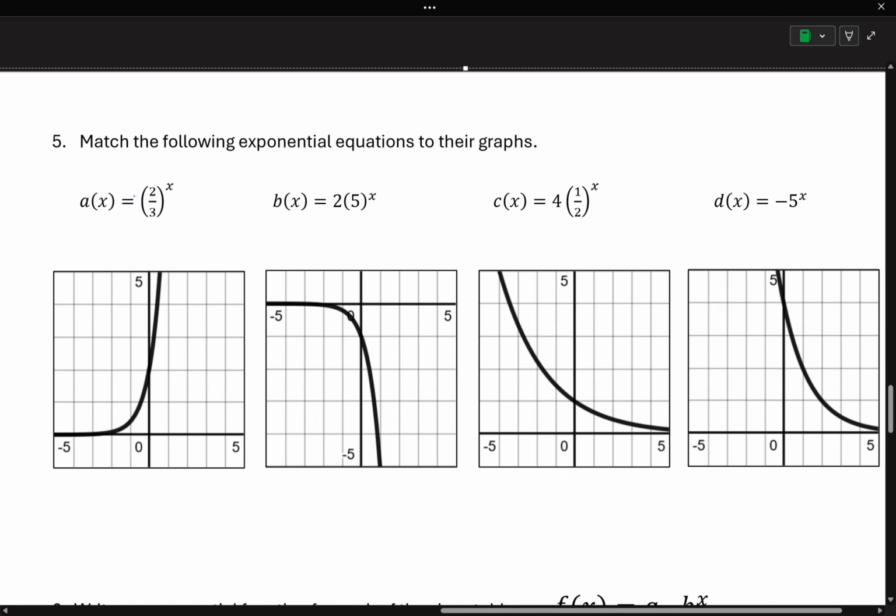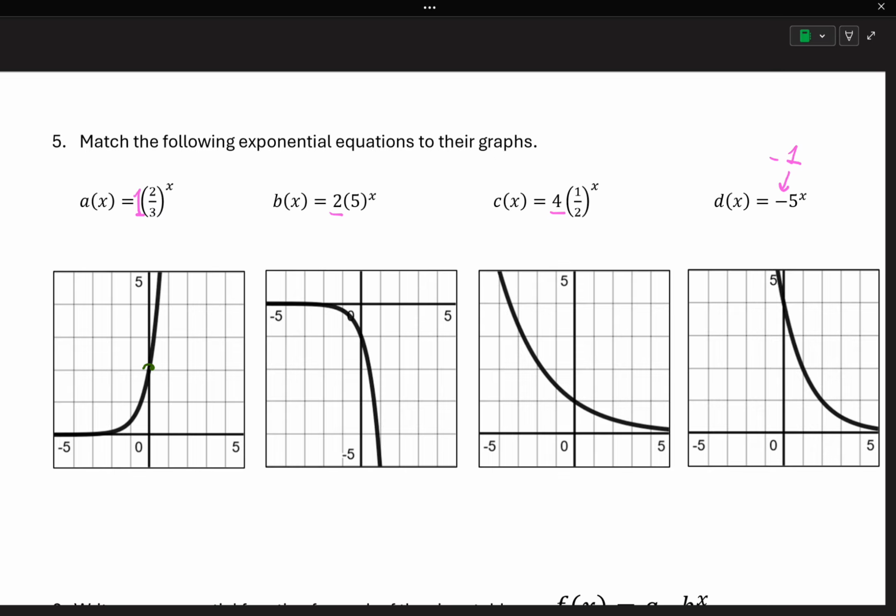So for letter A, I have a 1 in front of 2/3. In letter B, I have 2. In letter C, I have 4. And letter D, that is a negative 1. All right, let's match.